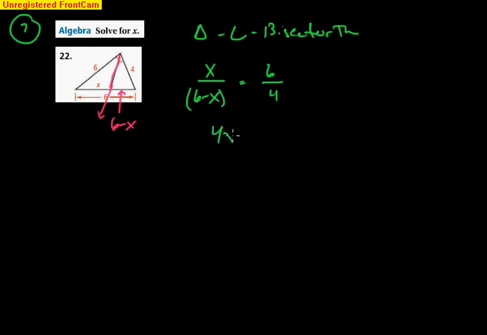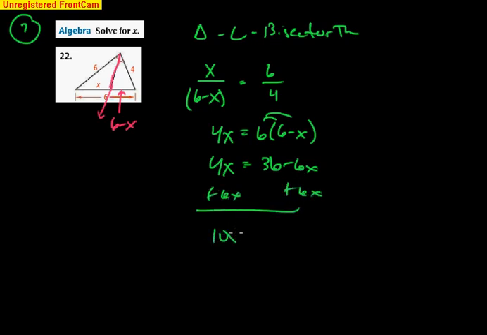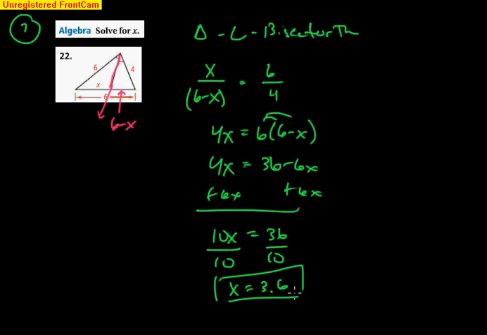Here we go. Binomial, put in parentheses. 4x equals 6 times 6 minus x. Distribute the 6. 4x equals 36 minus 6x. Add your 6x to both sides. 10x equals 36. Divide by 10. x is 3.6. You could also simplify to the fraction if you wanted to, but it doesn't matter.